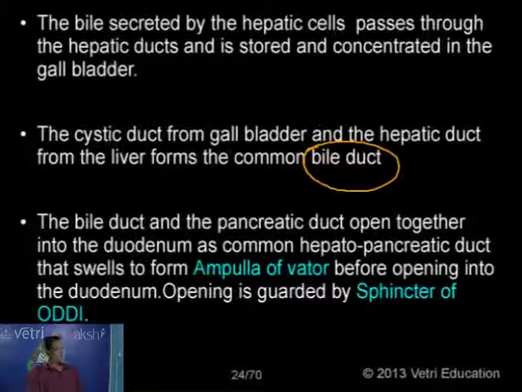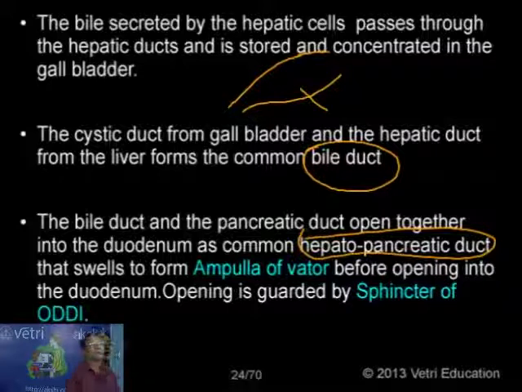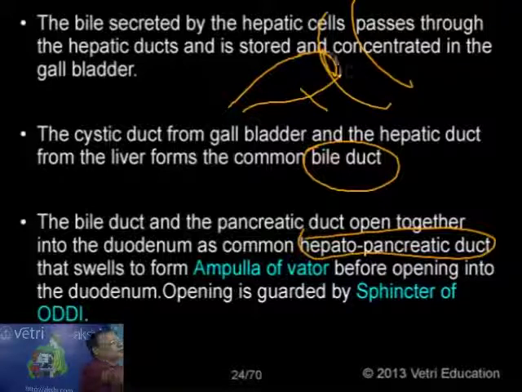Before opening into the duodenum, it receives a duct from the pancreas. The pancreatic duct and the bile duct join together to form a common duct called the hepatopancreatic duct. Before opening into the duodenum, the duct becomes swollen. This swollen part of the hepatopancreatic duct is called the ampulla of Vater, named after the person.